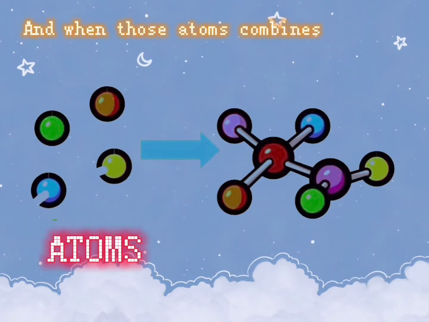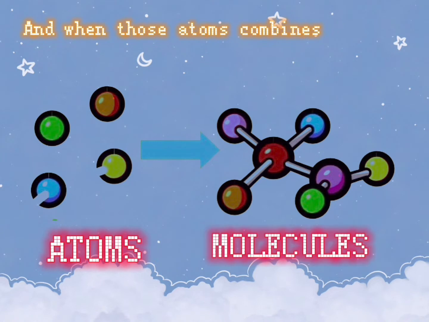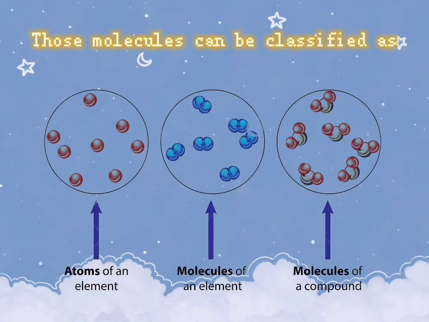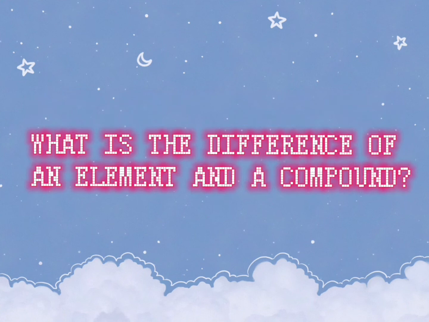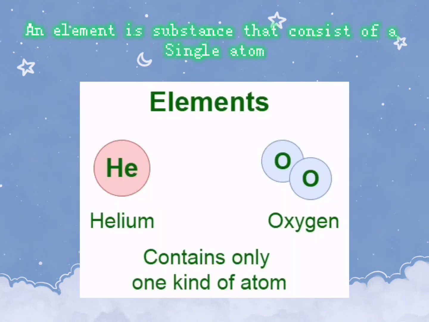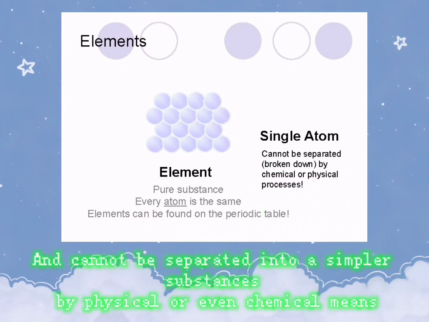And when those atoms combine, they form molecules that make up various kinds of substances around us. Those molecules that make up matter can be classified as elements or compounds. So, what is the difference between an element and a compound? An element is a substance that consists of a single atom and cannot be separated into a simpler substance by physical or even chemical means.